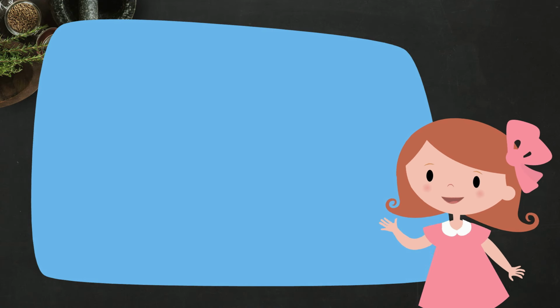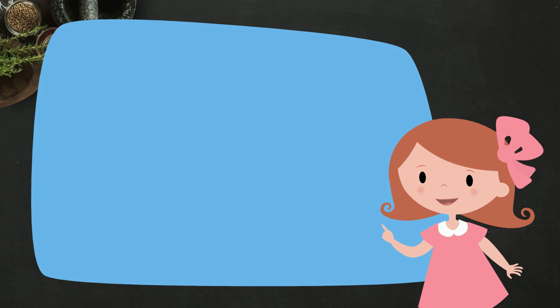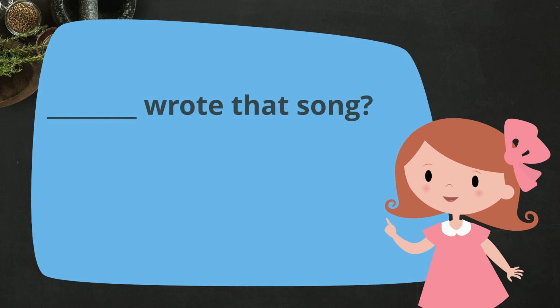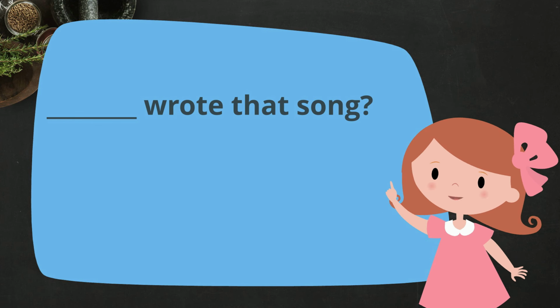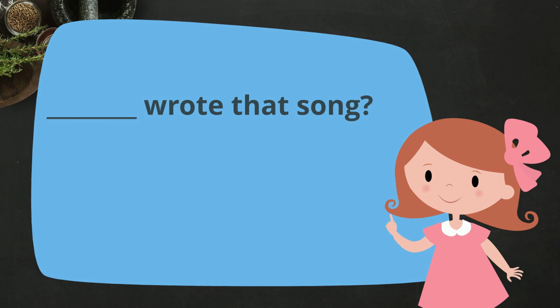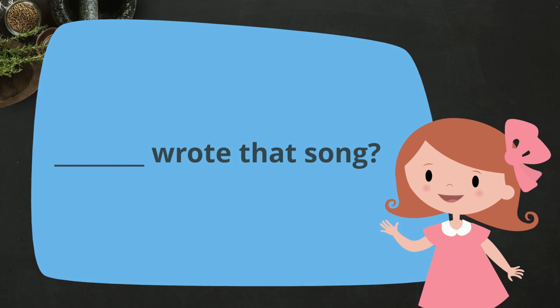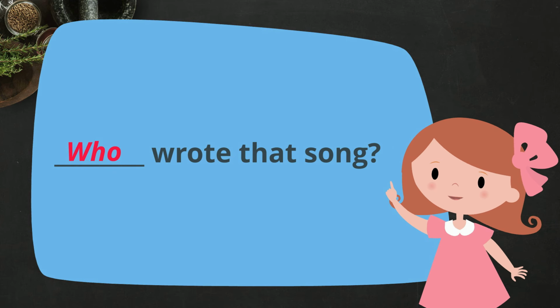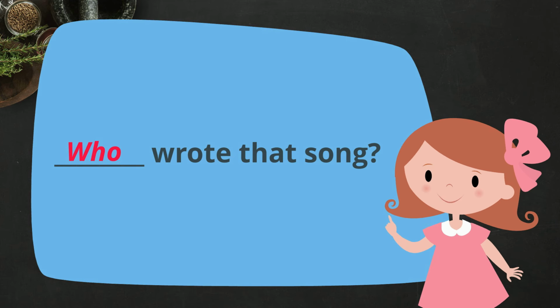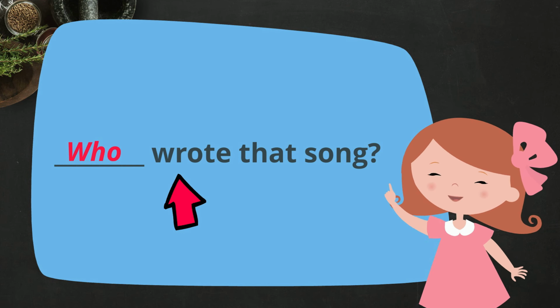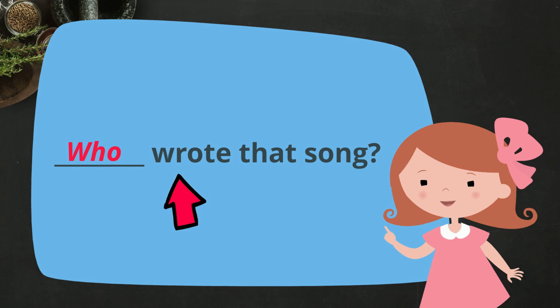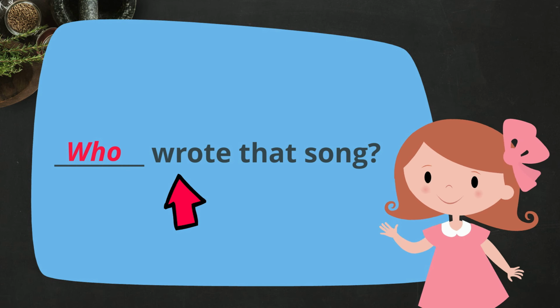Now let us try question number 3. Blank wrote that song. Which one do you think? Who or whom? Great! The answer is who, because we are asking about the subject who is doing the action wrote. So we need to use the subject relative pronoun in this question, who.